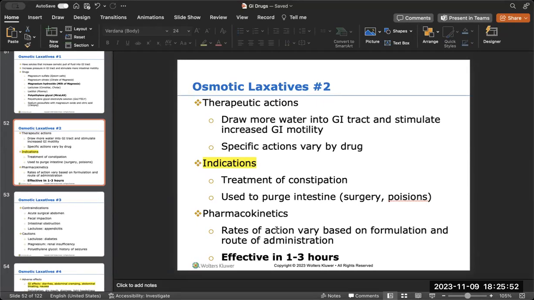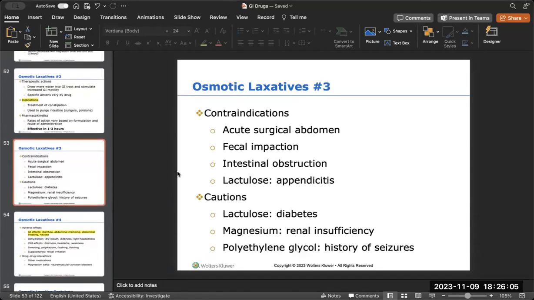Something to include in patient education with these osmotic laxatives like milk of magnesia or Miralax is that they take 1 to 2 hours to work. Once again, contraindications for all of these laxatives include problems with the GI, so maybe a surgery, fecal impaction, intestinal obstruction. No for most of these. Cautions: lactulose can affect diabetes or sugar levels, magnesium can cause renal insufficiency, and polyethylene glycol can affect patients who have a history of seizures.